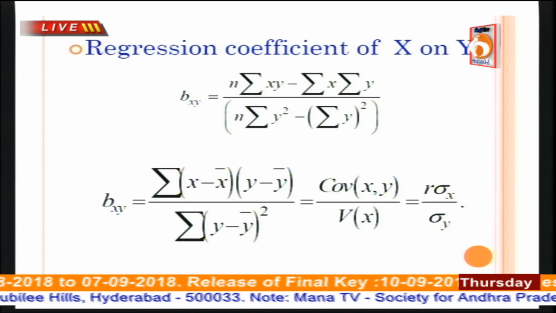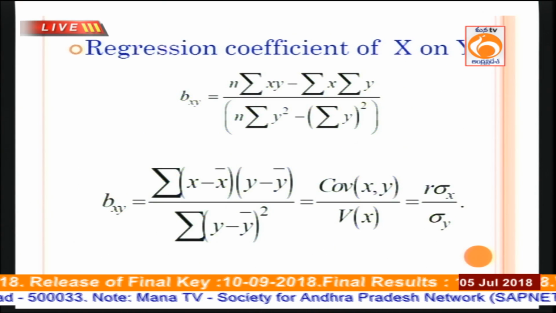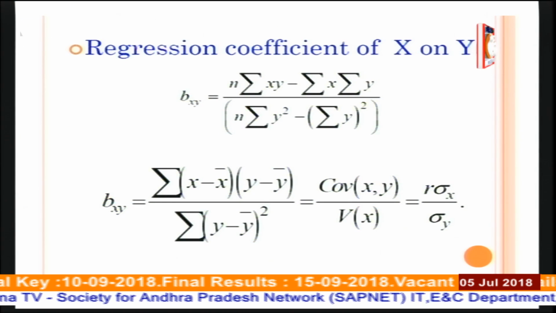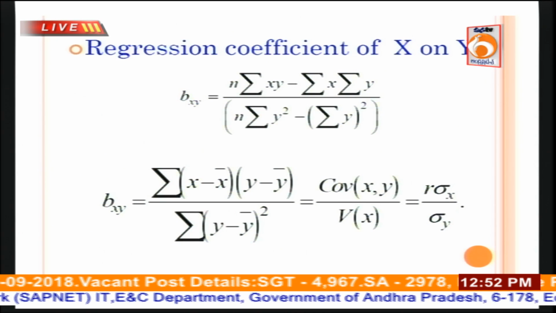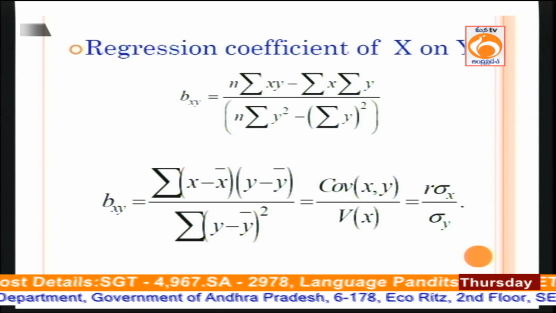Next, similarly, we take the regression coefficient of x on y. Applying the same techniques, the regression coefficient of x on y is r into sigma x by sigma y.